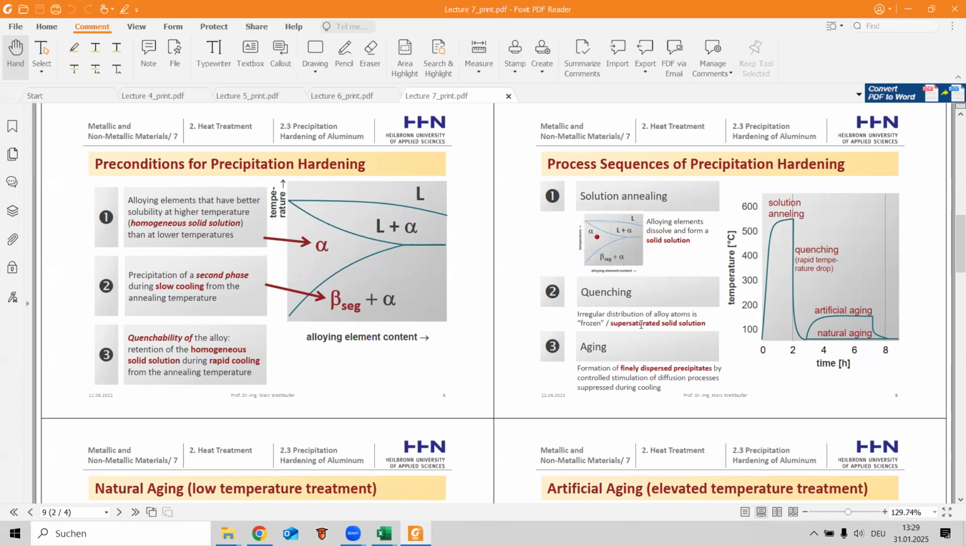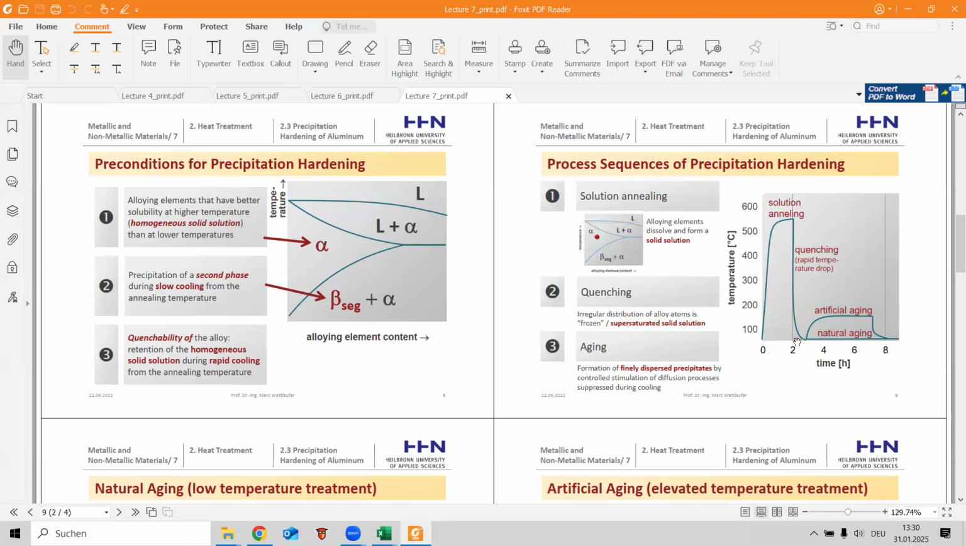Equal distribution of aging emission, annealing process facilitated by controlled stimulation, process suppressed during cooling. So we have solution treatment, freeze. Then we have quenching, rapid temperature drop. And we have natural aging. So we have an artificial aging.